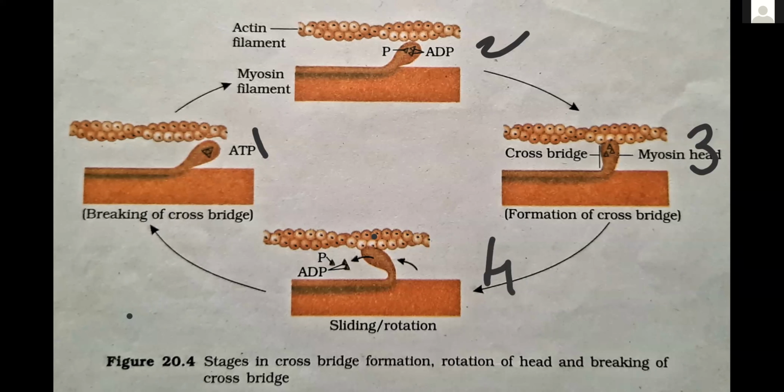Step 4: Cross bridges curve and make the thin filament slide inward towards the M line. 5th, release of ADP and phosphate from the cross bridge. 6th, cross bridge receives one more ATP and now it is detaching from the thin filament. So the cross bridge is broken. Now it is again a cross arm. Now all of you understand that the same cycle will be repeated again.